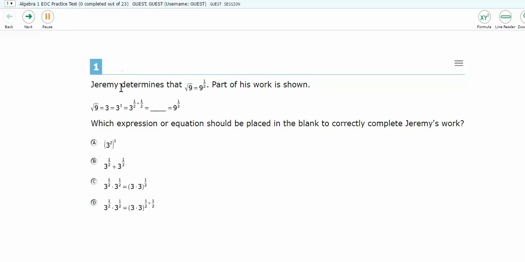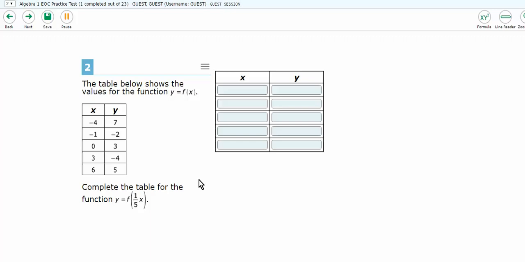Okay, so let's go back to the computer-based test. Our answer for number 1 is C, so just click that, and then you click next to proceed to the next question. Problem number 2 treats the table below, which shows the values for the function y equals f of x. Complete the table for the function y equals f of 1/5 x.